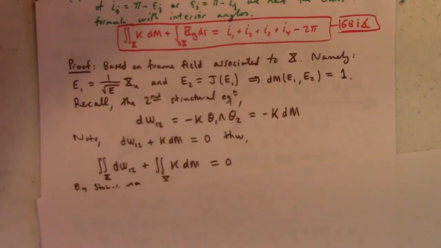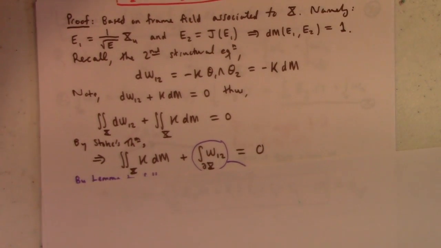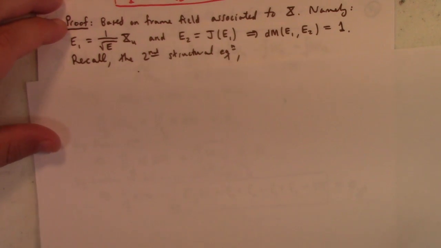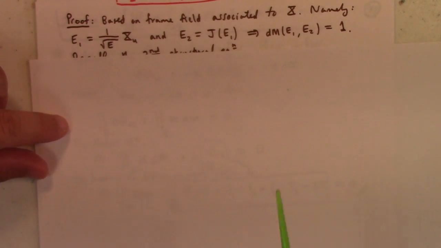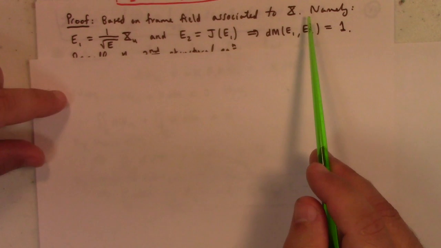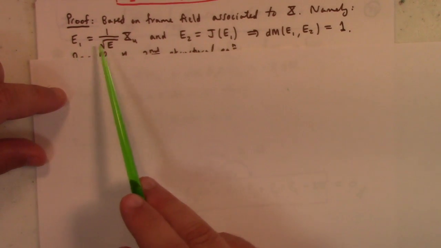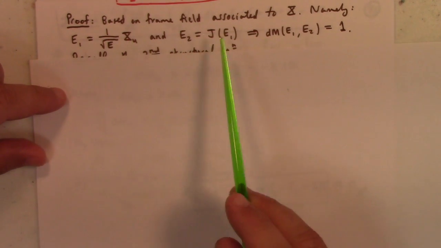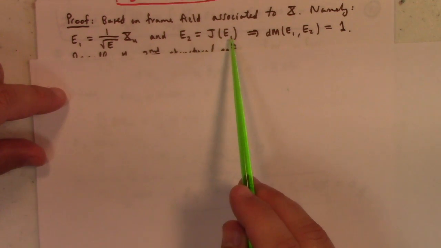So here's the proof. Let me stick to what we're doing. Based on the frame field associated to x, in particular for this two-segment, we can set up the frame E1, which is xu normalized, and then E2 is J on E1.